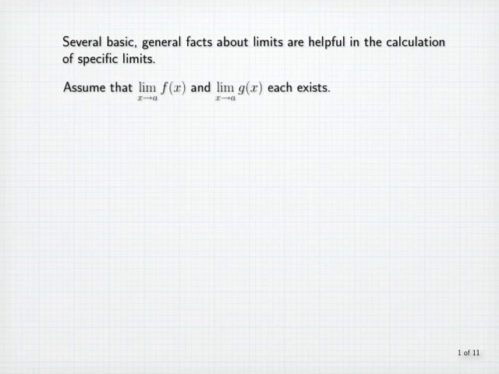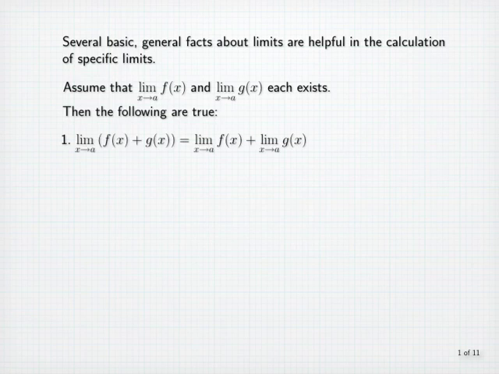Let's assume that the limit as x approaches a of f of x and the limit as x approaches a of g of x each exists. Then the following things are true. 1. The limit as x approaches a of f of x plus g of x is equal to the limit as x approaches a of f of x plus the limit as x approaches a of g of x. That is, the limit of the sum is equal to the sum of the limits.